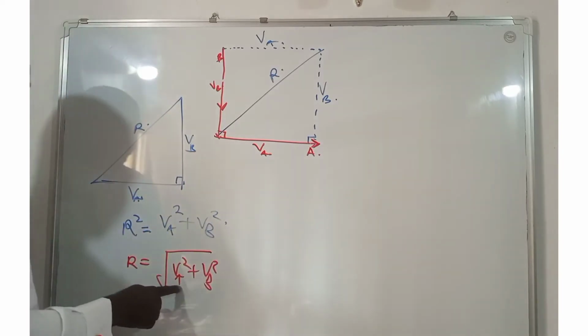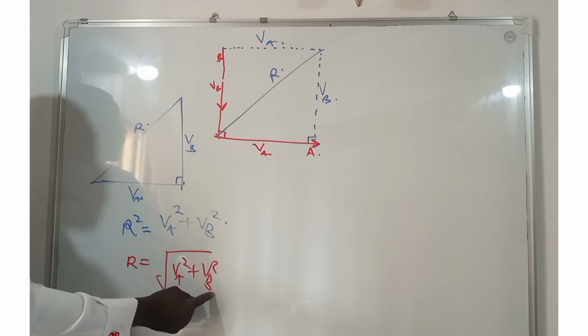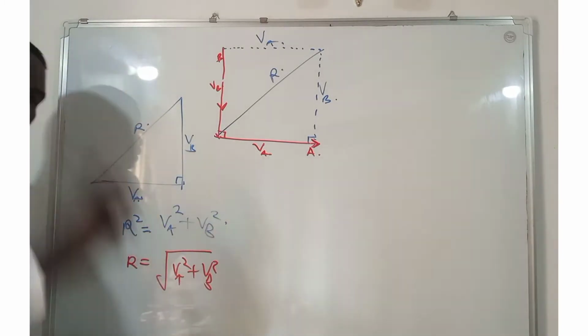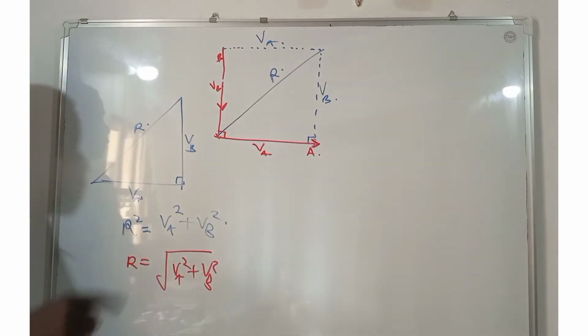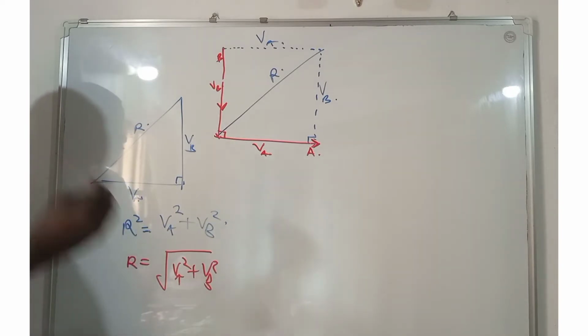Remember, VA and VB refer to the magnitude of vector A and the magnitude of vector B. So this is a case of the perpendicular vector. What makes it a perpendicular vector is that an angle of 90 degrees is formed between the two given vectors.